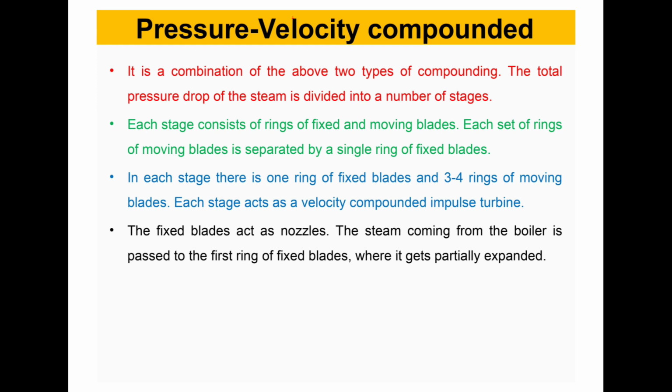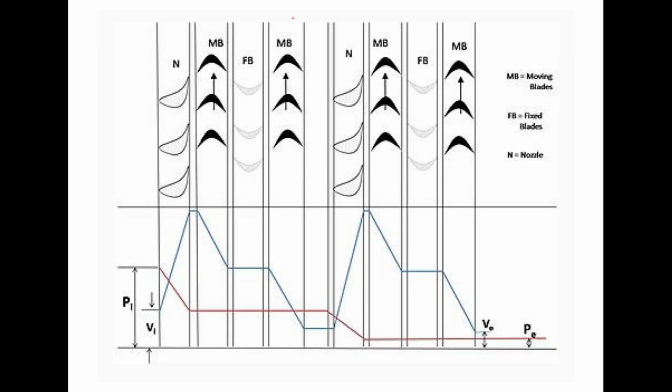In each stage there is one ring of fixed blades and 3 to 4 rings of moving blades. Each stage acts as a velocity compounded impulse turbine. The fixed blades act as nozzles. The steam coming from the boiler is passed to the first ring of fixed blades, where it gets partially expanded.